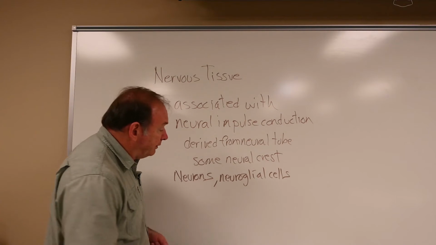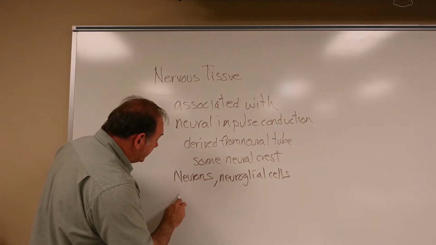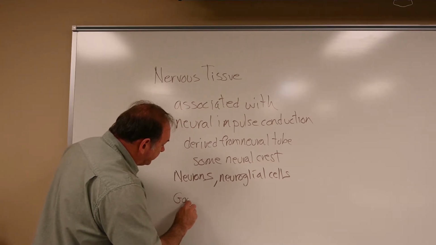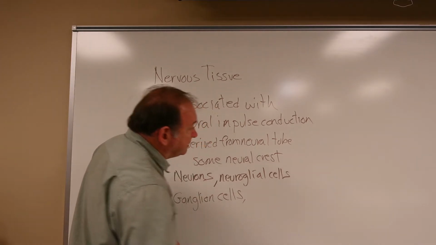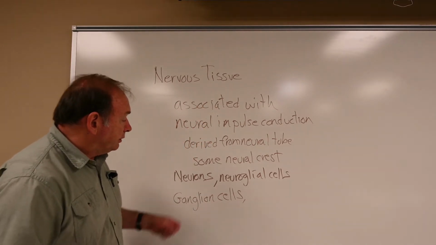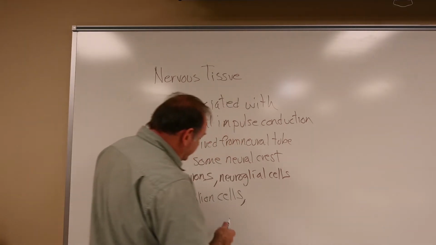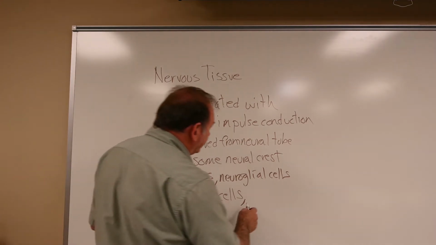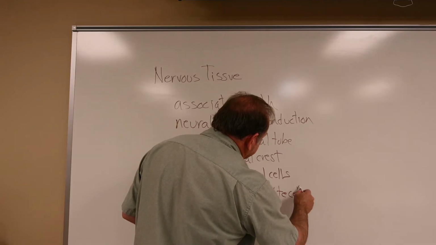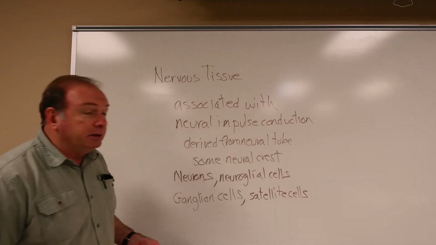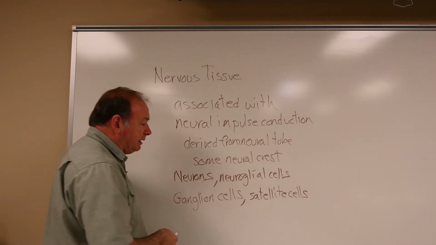Also in our peripheral nervous system, we have something similar to the neuron, and sometimes they're referred to as neurons. More technically, they're referred to as ganglion cells. So they function like neurons in the peripheral nervous system. And surrounding some of the ganglion cells, we have what are called satellite cells. Satellite cells kind of pack in around and protect the ganglion cells.